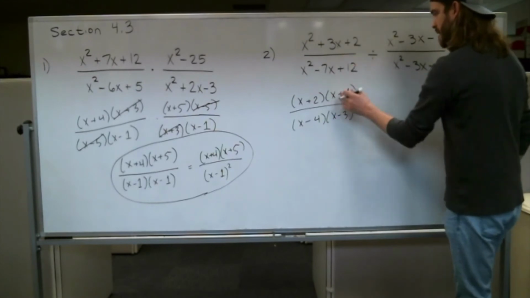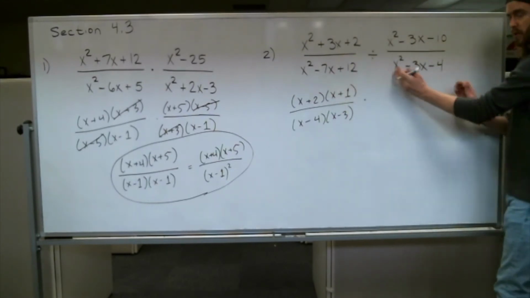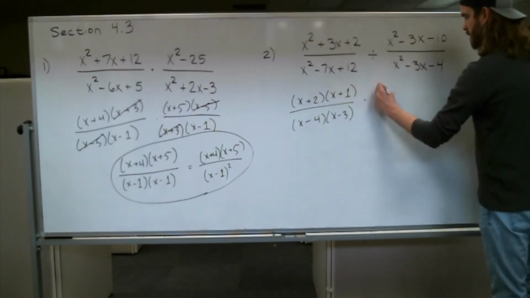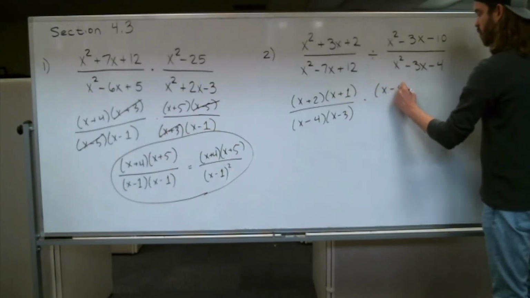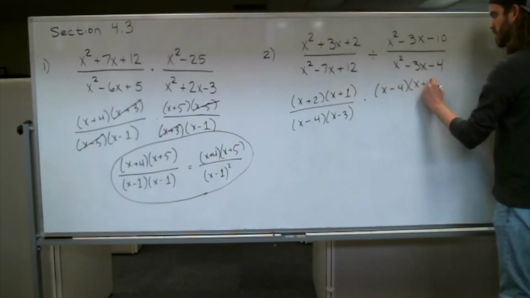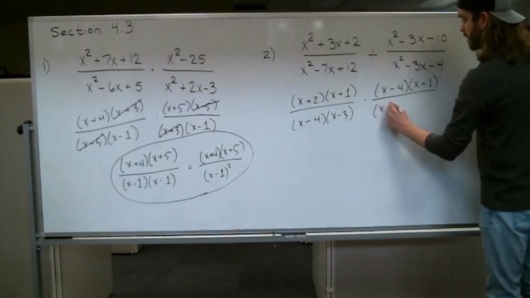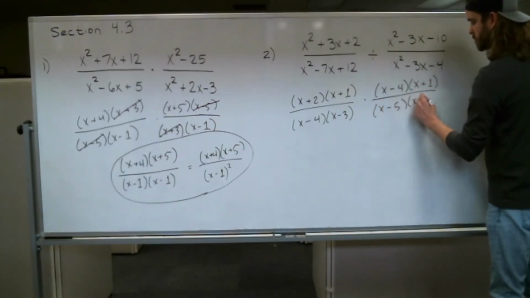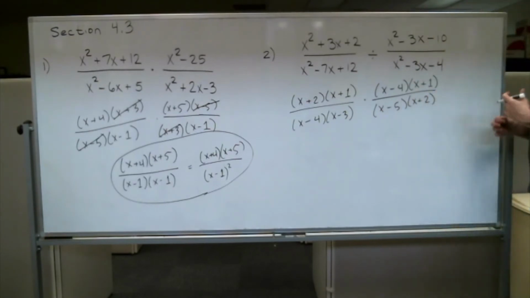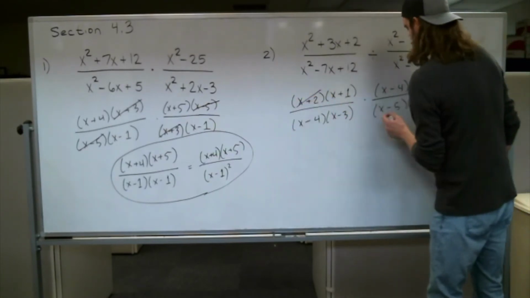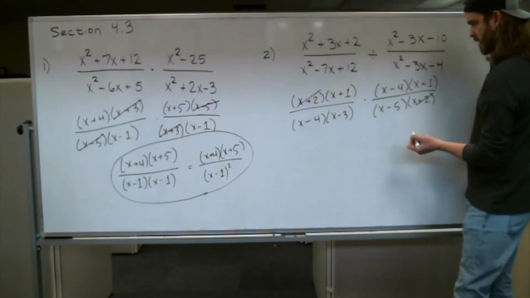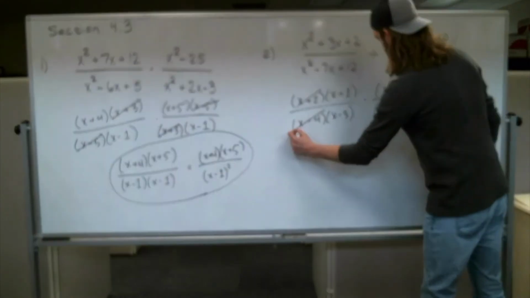Now remember, we're going to keep, change, flip, so that's going to make this our numerator, and that's going to be x minus 4 and x plus 1 over x minus 5 and x plus 2. So now that we have factored and we've done the keep, change, flip, we can see what all cancels out. Our x plus 2's are going to cancel out, and our x minus 4's will cancel out.